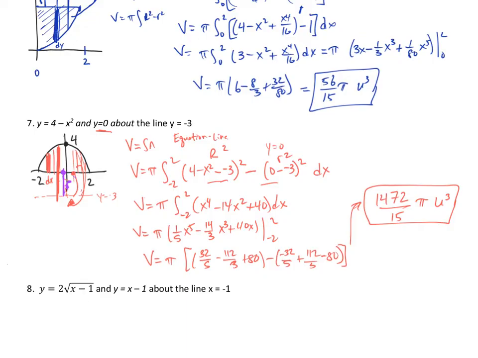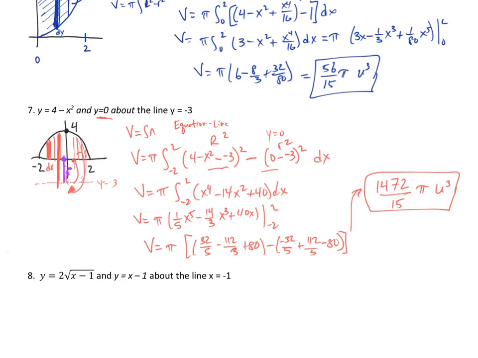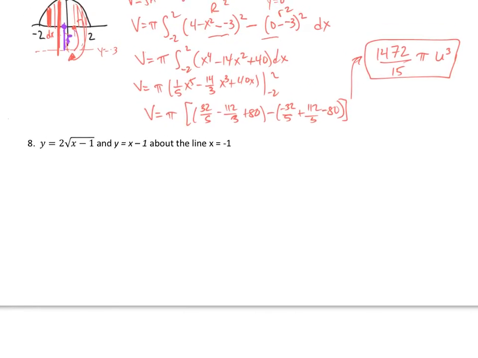Wow. All right, last problem. Let's get this done. So let's see what we're facing here. We've got y equals 2 times the square root of x minus 1 and y equals x minus 1 about the line x equals -1. So let's again graph what we're looking at. So we have this situation, and for this one, let's put it in another color again, and let's go ahead and use this green. We haven't used that in a while.